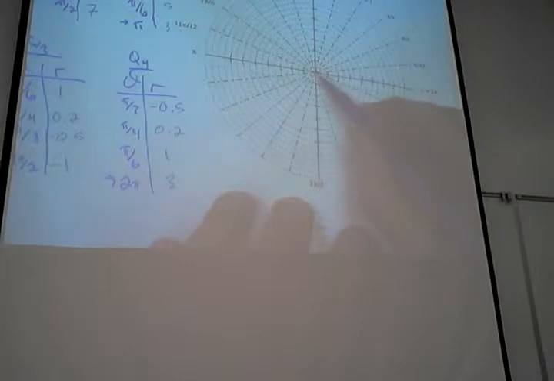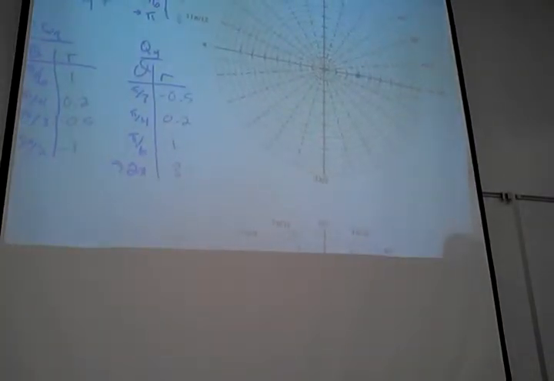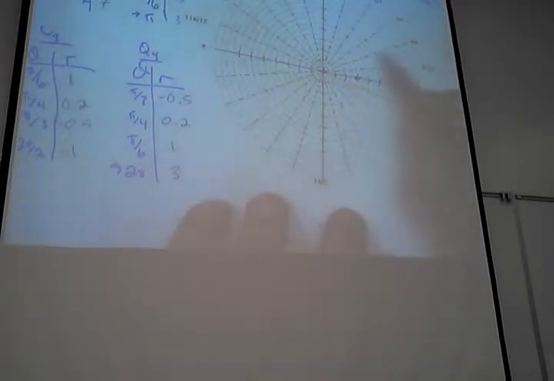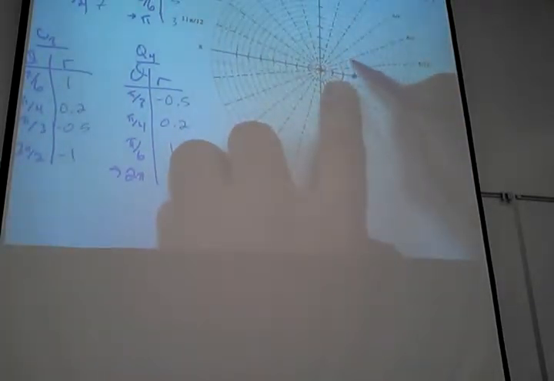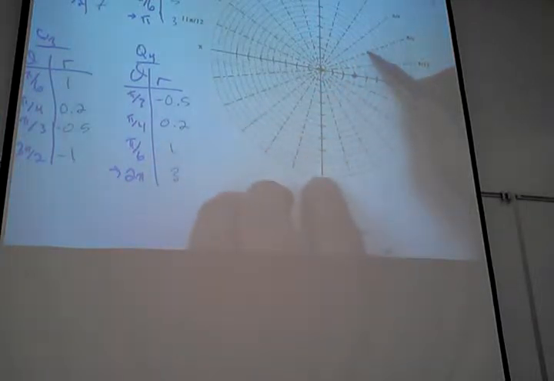So 0, 3 would be 0. I don't want to turn it all. I'm going 1, 2, 3 out. There's 0, 3. Pi over 6, 5. So now I want to look at pi over 6 and go out 5. So 1, 2, 3, 4, 5.